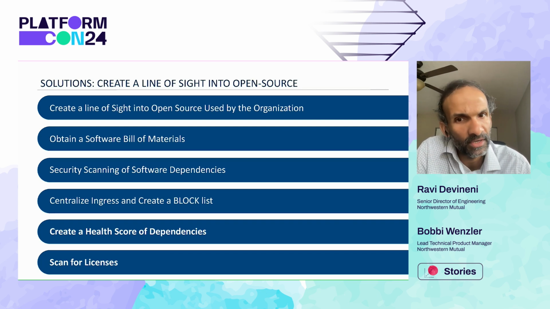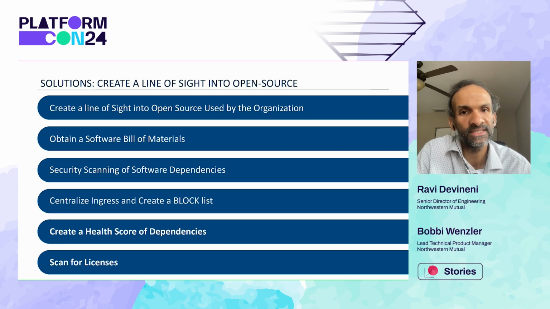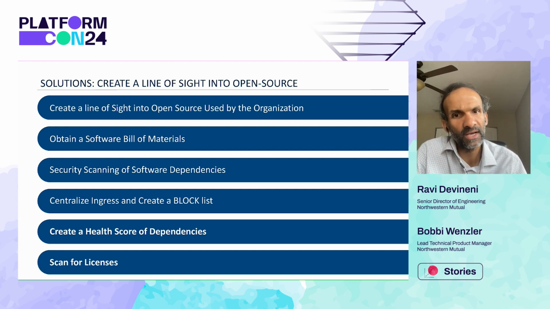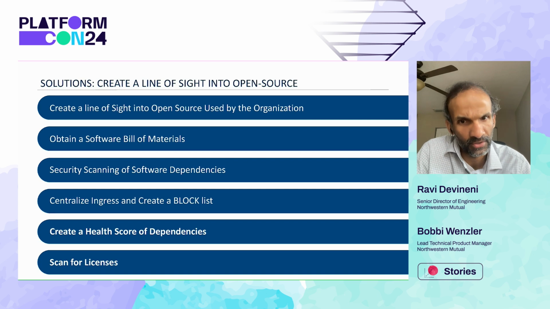And not all of them are created equally. If you look at the stats, 75% of the code bases have at least one high vulnerability. 88% of the components have essentially been abandoned. In such an environment, the question really becomes, how do we pick a good open source dependency for our use?